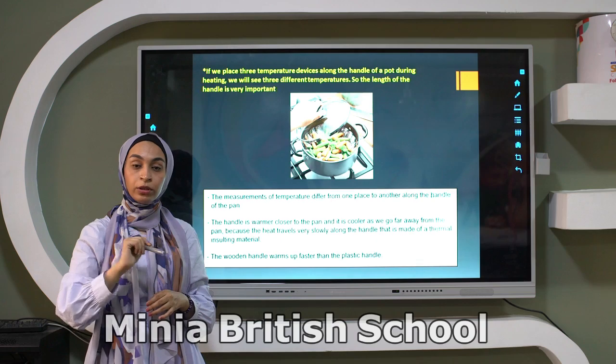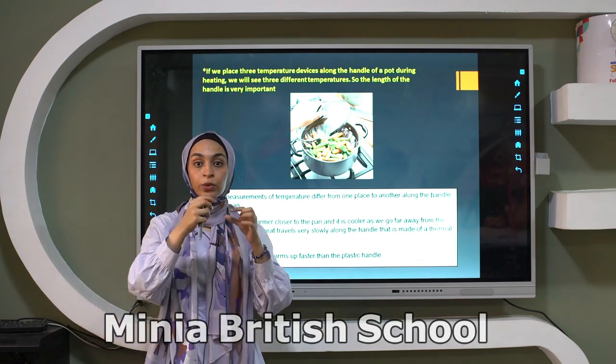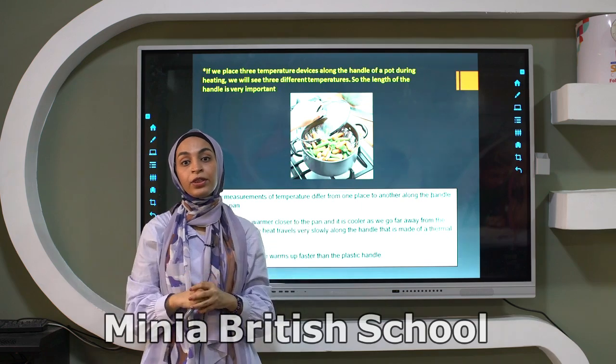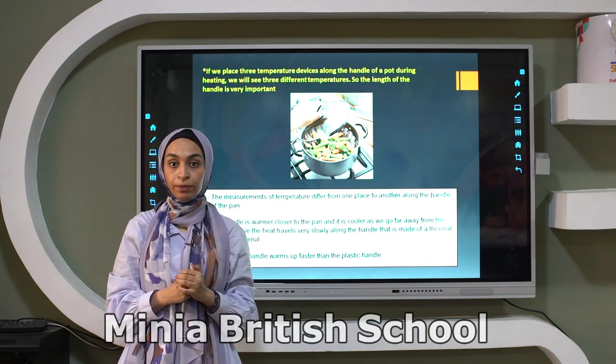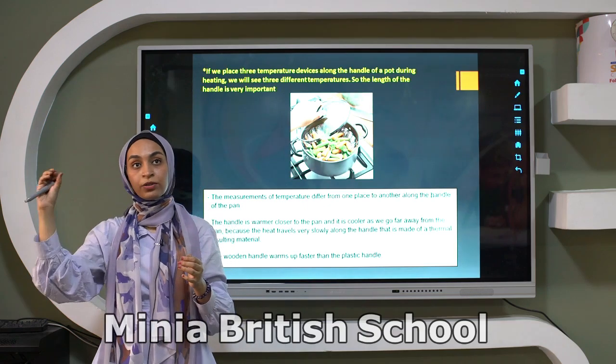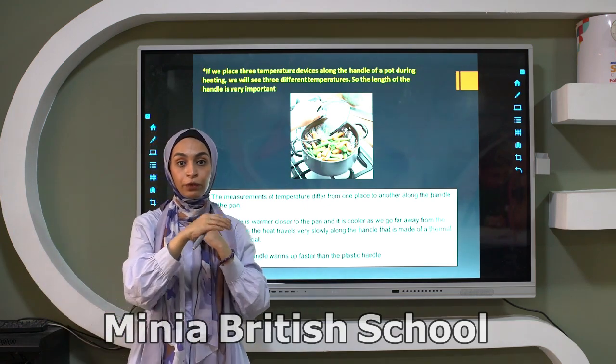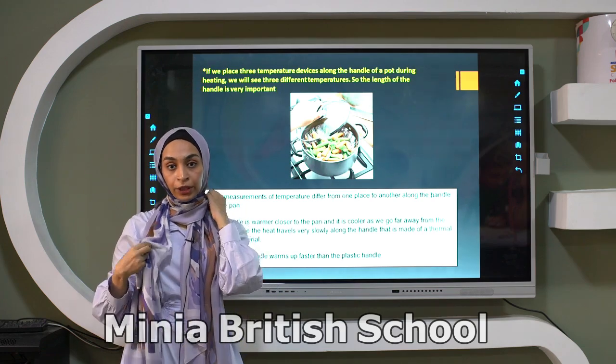In the second step, I will repeat this, but I will use a cooking pan whose handle length is 36 centimeters. So by increasing the length of the handle, the temperature will decrease gradually. And also I will measure the temperature at 3 different places along the handle.